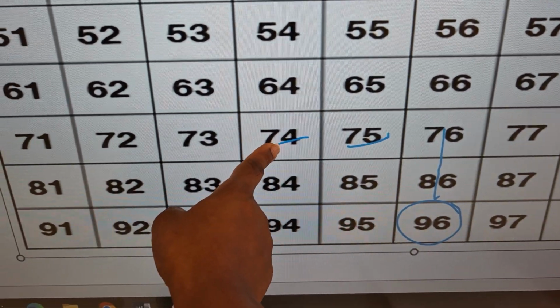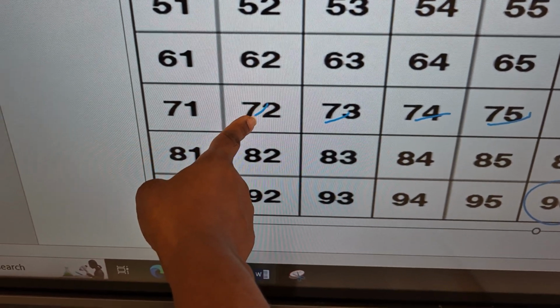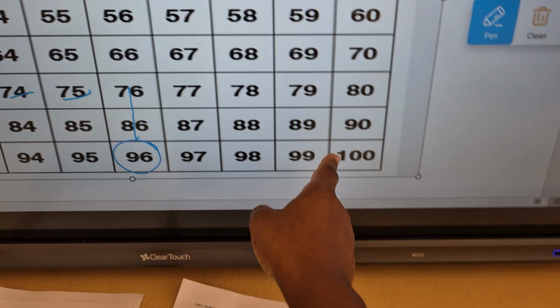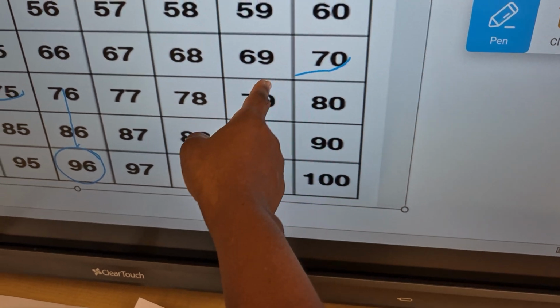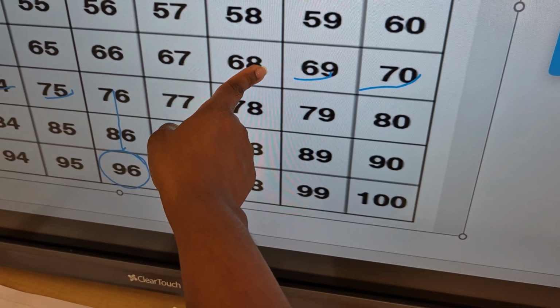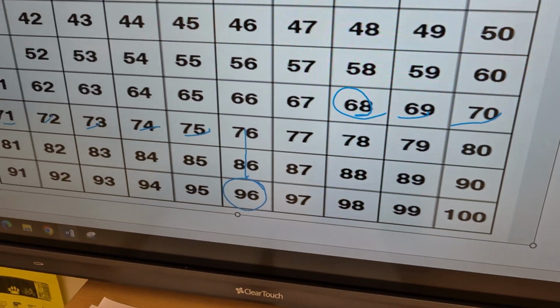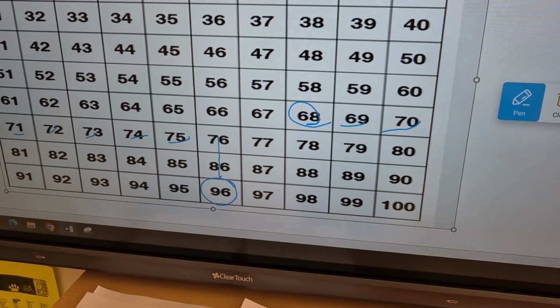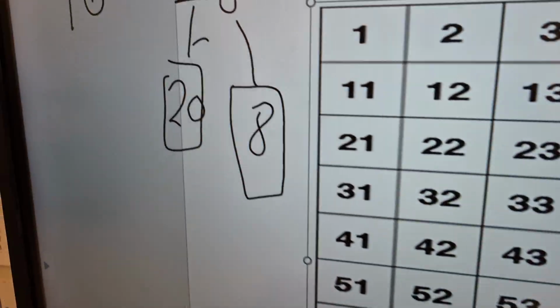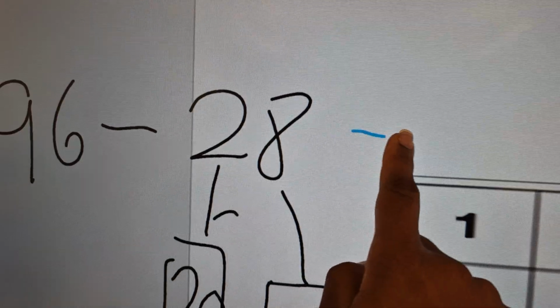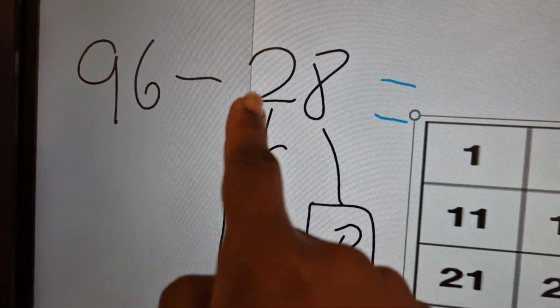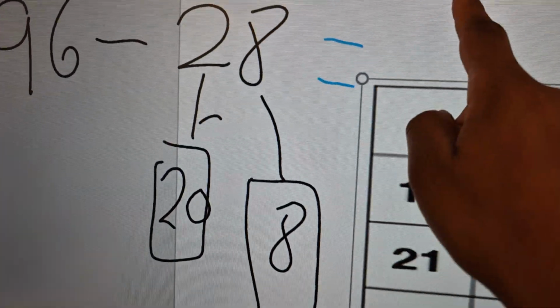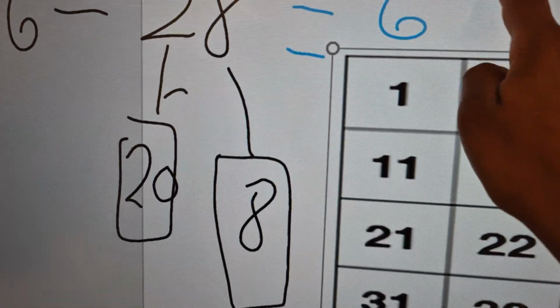1, 2, 3, 4, 5, 6, 7, 8. We landed on 68. Therefore, 96 minus 28 is equal to 68.